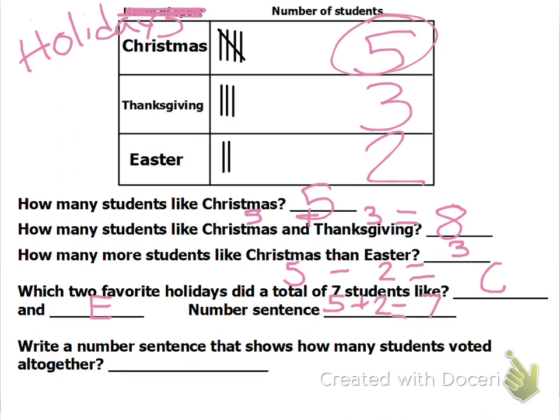I always want to double check. Write a number since it shows how many students voted all together. So 5 plus 3 plus 2. So we know that 5 plus 3 equals 8. So we just add 2 more, so 8, 9, 10.